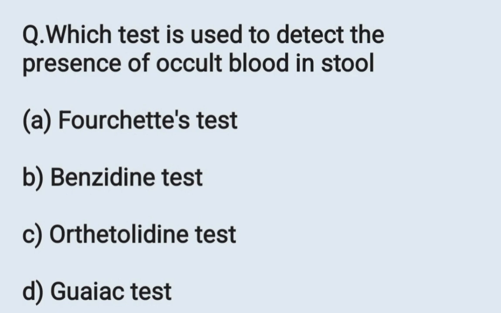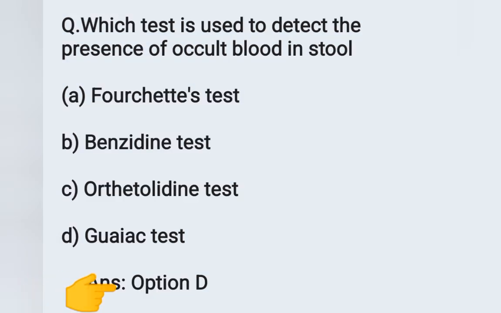Which test is used to detect the presence of occult blood in stool? Options: option A, Fouchet test. Option B, Benzidine test. Option C, orthotolidine test. Option D, Guaiac test. And the correct answer is option D, Guaiac test, which is used to detect the presence of occult blood in stool.